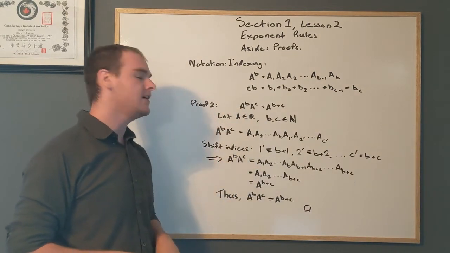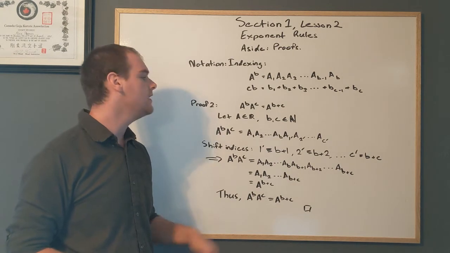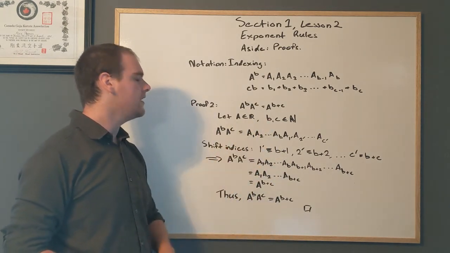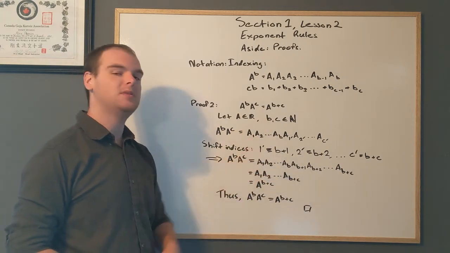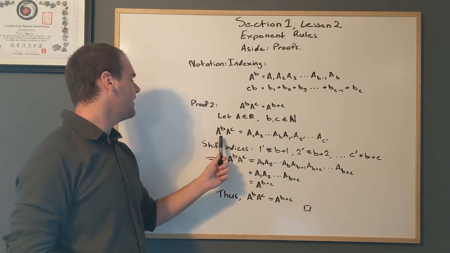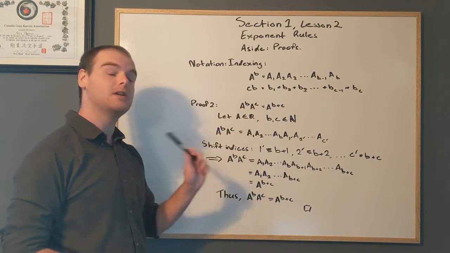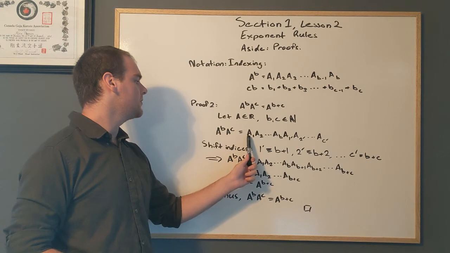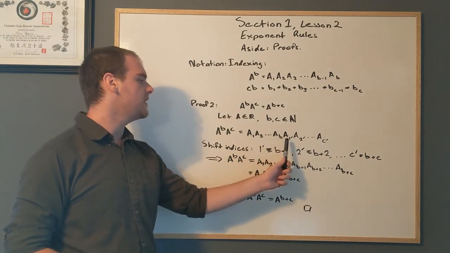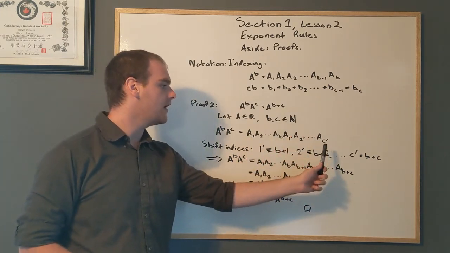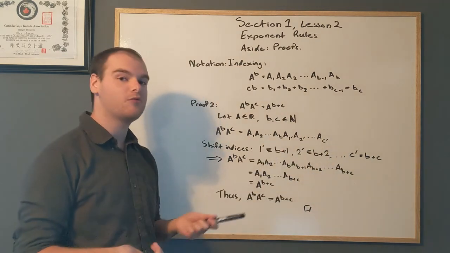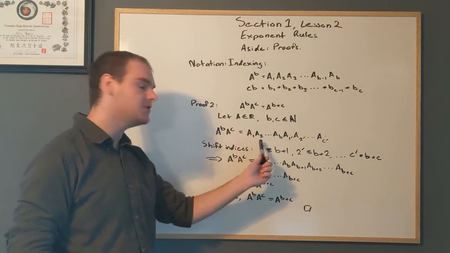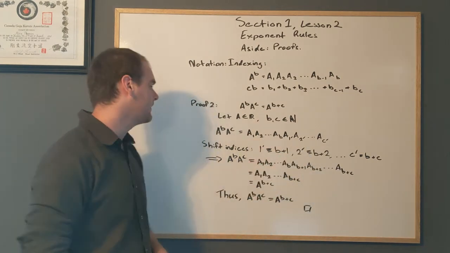For the rule where a to the power of b times a to the power of c is equal to a to the sum of b and c. So now if we let a be a real number, b and c be natural numbers, then a to the power of b times a to the power of c, we use our definition to expand those two exponents. So a1 through ab times a1 prime through ac prime. We're using a prime here so we don't mix up the ones here and the ones here and the twos here and the twos here.